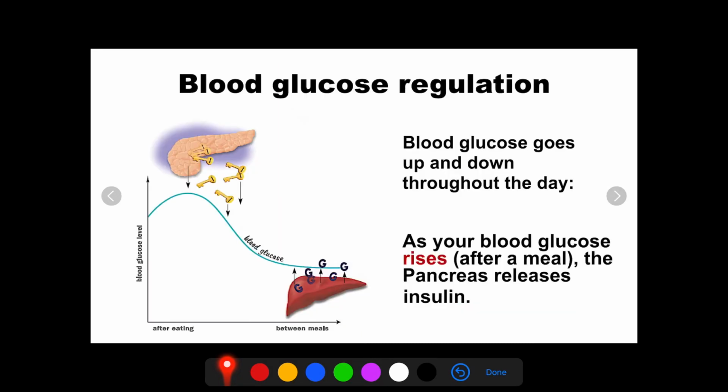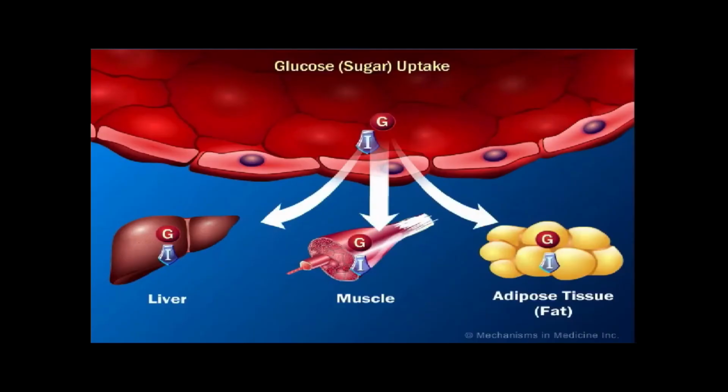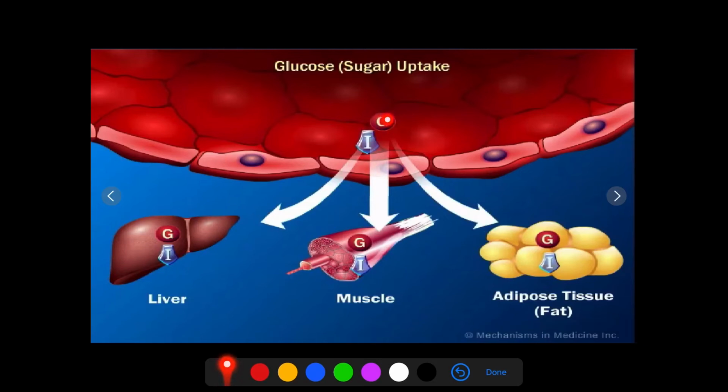And you have to take note that blood glucose goes up and down throughout the day. And as your blood glucose rises, like after a meal, the pancreas will continue to release insulin to regulate the blood glucose level and to lower it, returning to its baseline level. So in this other illustration, we can see that the insulin is necessary so that the glucose can enter the cells of the body, just like the adipose tissues, the muscles, and the liver cells. This is in the bloodstream, wherein after eating, the blood glucose rises. In order to lower this blood glucose, it must be transferred to the cells of the body to be used as an immediate energy source.